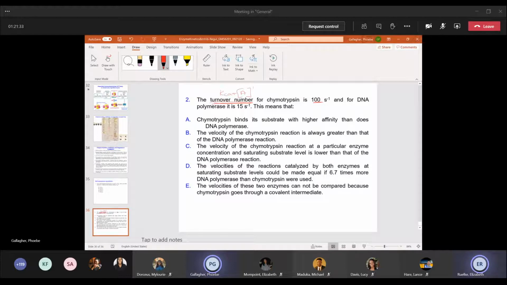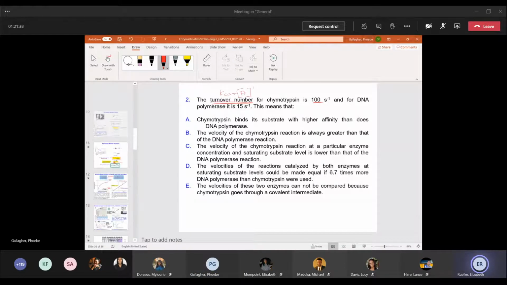No, I know they're not the same thing. Where did you get the equation kcat times A, which is the amount of substrate?